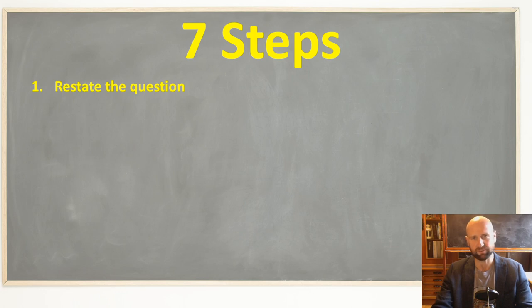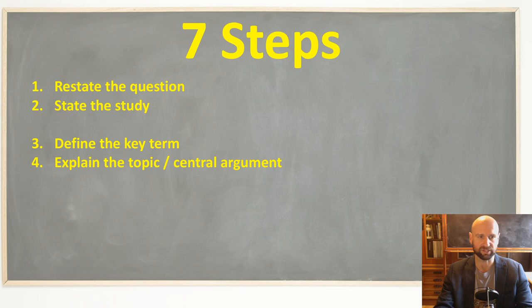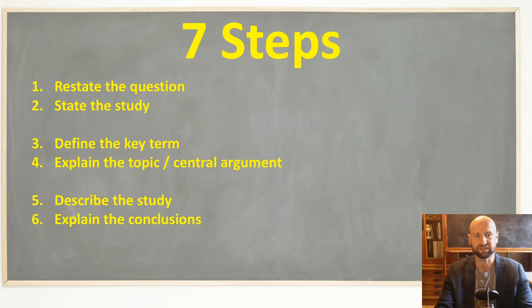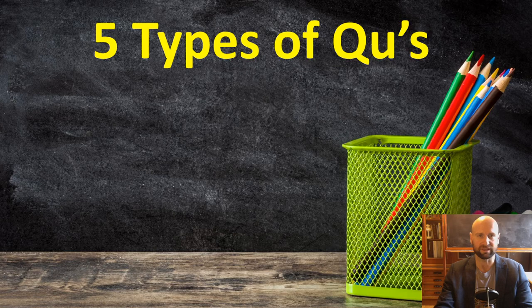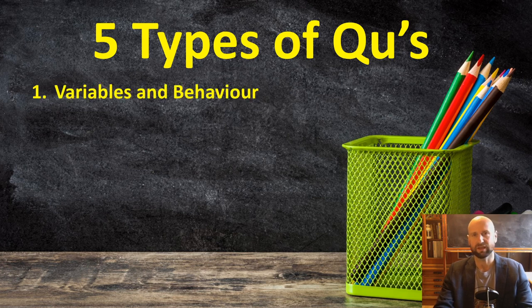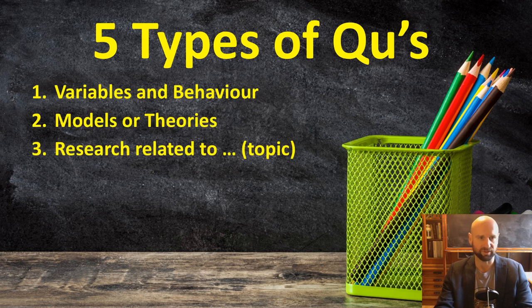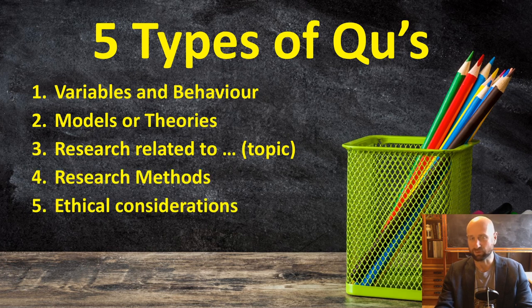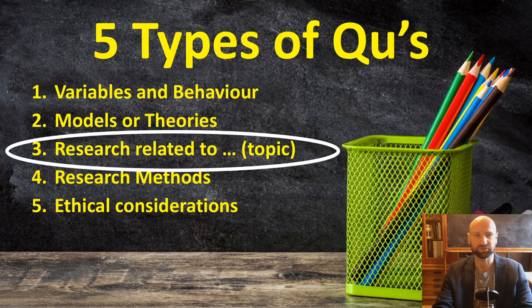So the 7 steps more specifically are you restate the question, state the study. That's your 2-sentence introduction. Then you define the key term in the question, explain the topic or provide a central argument, describe the study, aims, methods, results, then explain the conclusions of the study, and then if you need to, you have an optional 1-sentence summary conclusion to the answer. But often you don't need that. Now, this applies to all 5 types of questions you might see in the IB psychology exam. How a variable influences behavior, models or theories, research methods, ethical considerations, but it's this number 3, this research related to question that I want to review in this video.